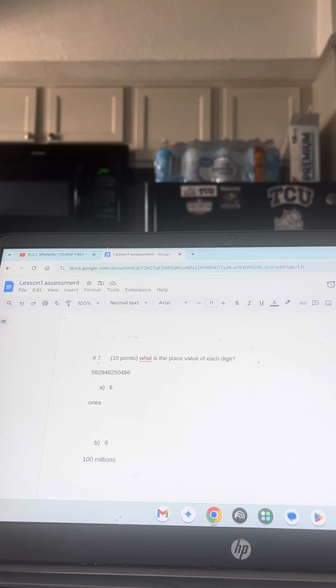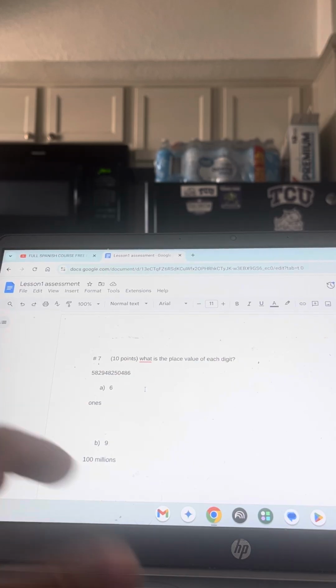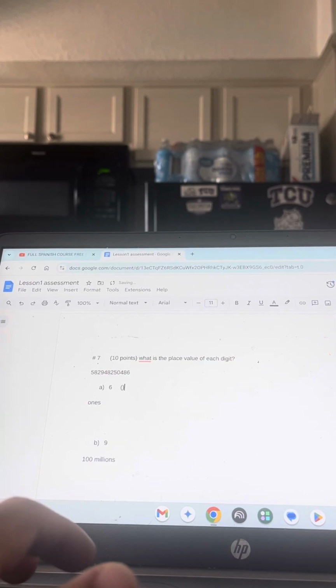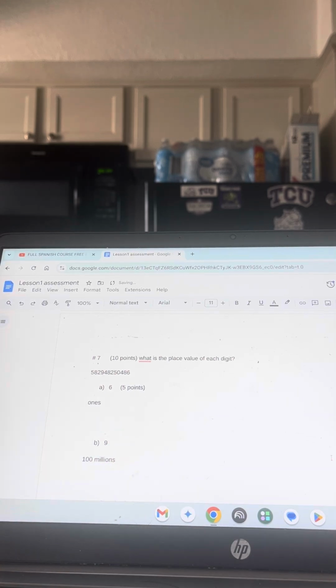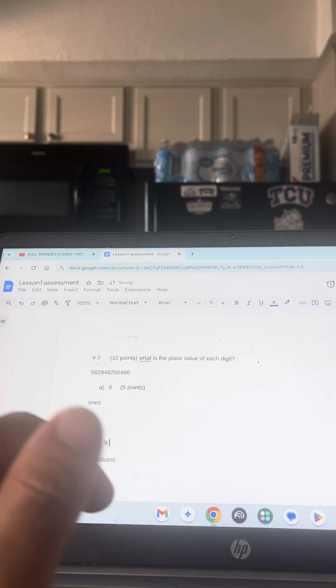All right, number 7. What is the place value of each digit? The place value of the 6 is ones. Good job. You got full credit for that one. For B, what'd you put? 100 millions. For 9, let's check. Ones, tens, hundreds, thousands, 10,000s, 100,000s, millions, 10 millions, 100 millions. Yep. Full credit for that one.